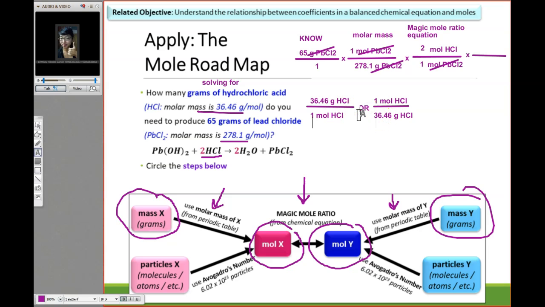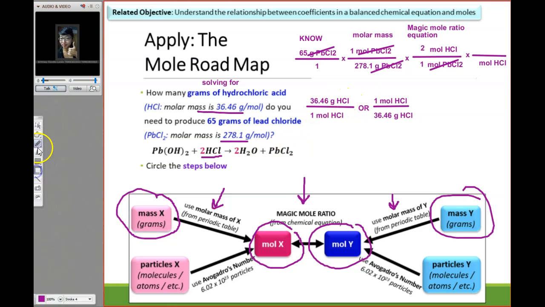Let's figure out which one makes sense. So if I have moles of HCl in the top here, where does moles of HCl go in the next step? As always, on the bottom. So moles of HCl goes on the bottom. So which fraction should I use here? Should I use the first one or the second one? In which of these two fractions is moles of HCl on the bottom?